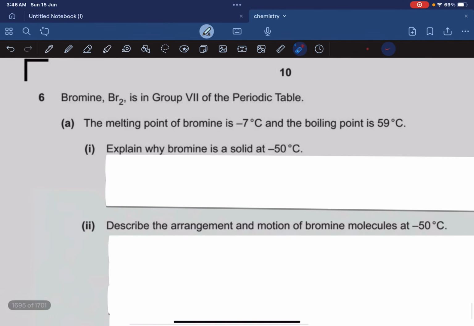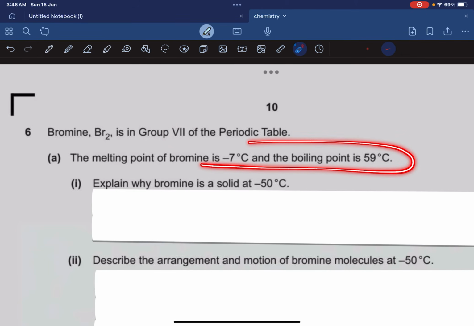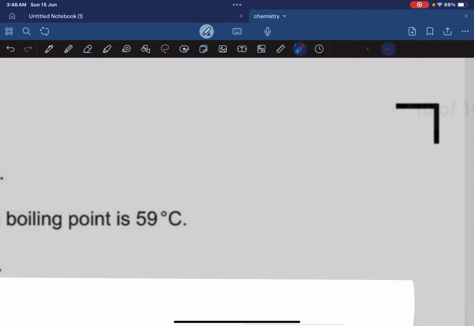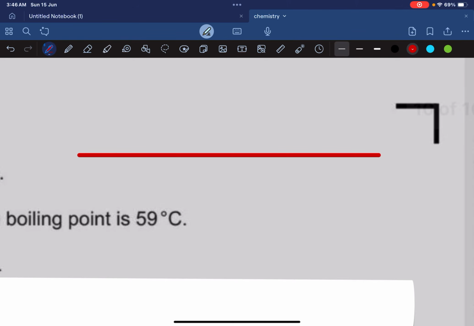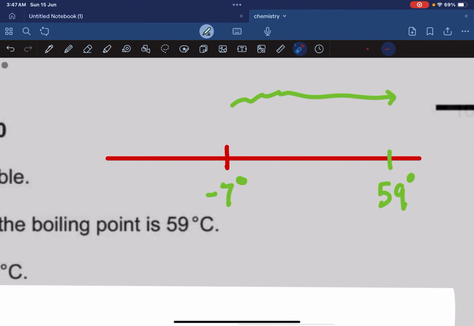Bromine is in group 7 of the periodic table. The melting point of bromine is -7 and the boiling point is 59. Explain why bromine is solid at -50. Look, this is your temperature line. Over here you have -7 degrees Celsius, and as you increase the temperature, you approach 59 degrees Celsius. A temperature of -50 is below -7, because with negative numbers you count backwards, so -50 is right here.